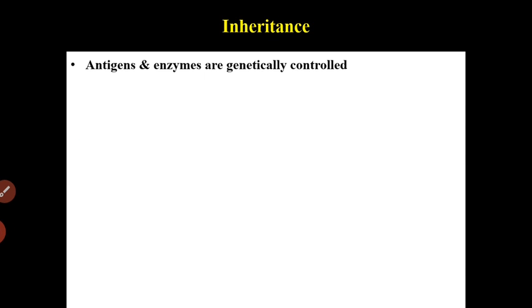Next. Now we'll understand inheritance. Now what is inheritance? Inheritance is a genetic characteristic which is transferred from parent to offspring. So now we will understand that antigens and enzymes are genetically controlled. Controlled by whom? Genes. Now what are genes? Genes are responsible for transfer of heritable material, and they are found on chromosomes, which are found in the nucleus of every cell.